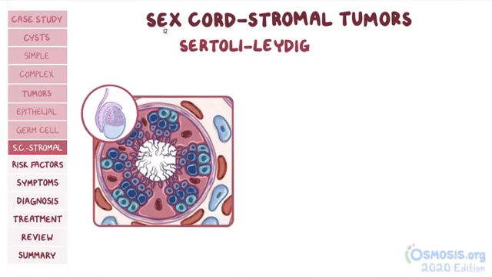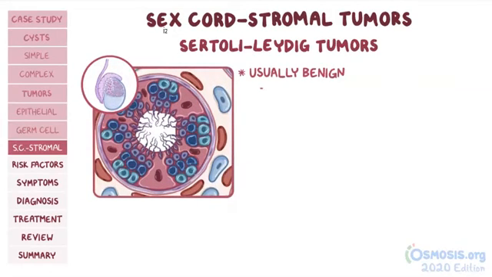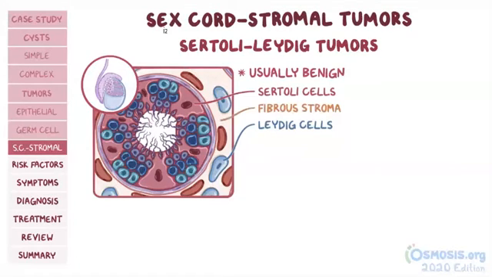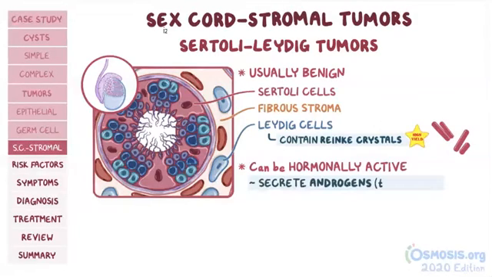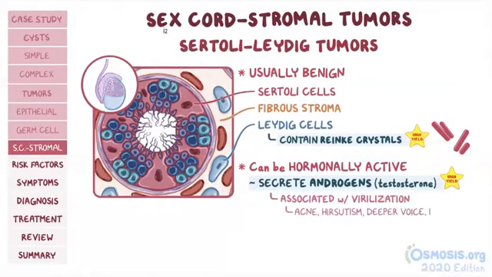Lastly, Sertoli-Leydig cell tumors are usually benign tumors, composed of Sertoli cells and Leydig cells. These cells form testicular tubular structures lined by round Sertoli cells and surrounded by a fibrous stroma. Adjacent to the tubules, there are Leydig cells. And a key piece of information is that Leydig cells contain Reinke crystals, which are pink, rod-like crystals inside their cytoplasm. Another important thing to remember is that these tumors can be hormonally active, meaning they could secrete androgens like testosterone. For this reason, they're associated with virilization, and symptoms include acne, hirsutism, deeper voice, and hair loss.